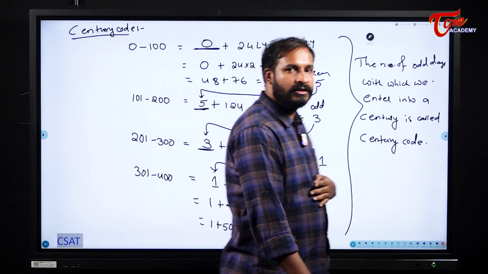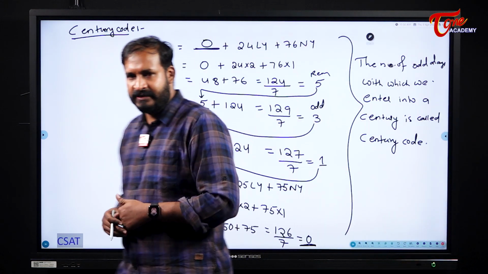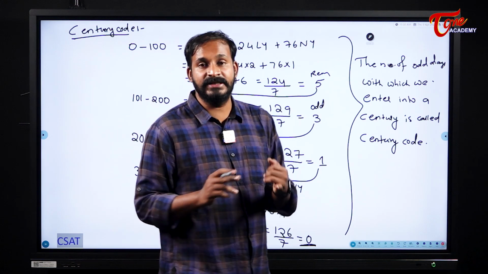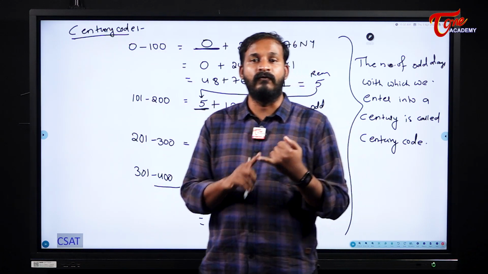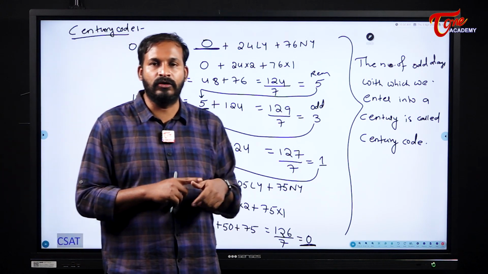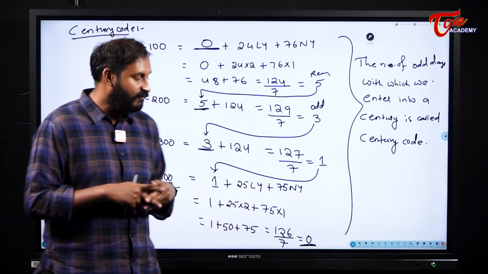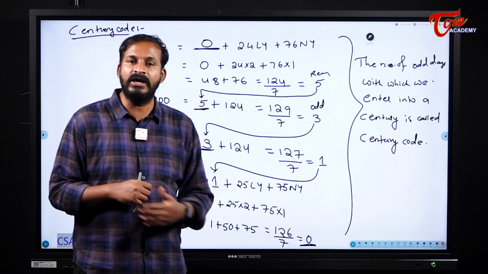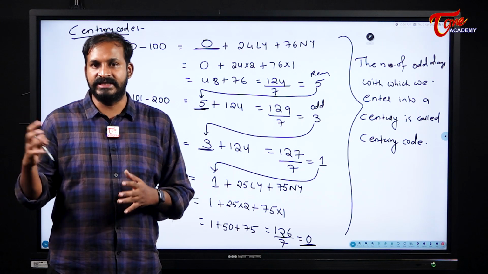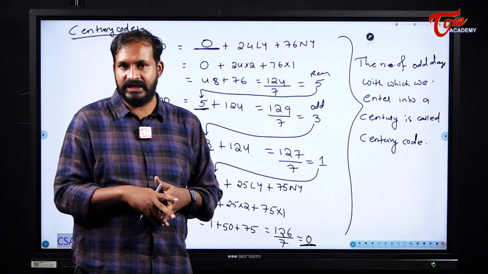So, sir, how do we need to remember this? Simple, students. Century leap years means the years which we have: 400, 800, 1200, 1600, 2000, 2400, 2800. These are called century leap years. For every century leap year, the odd days become 0. So the 0 will go to the next century.